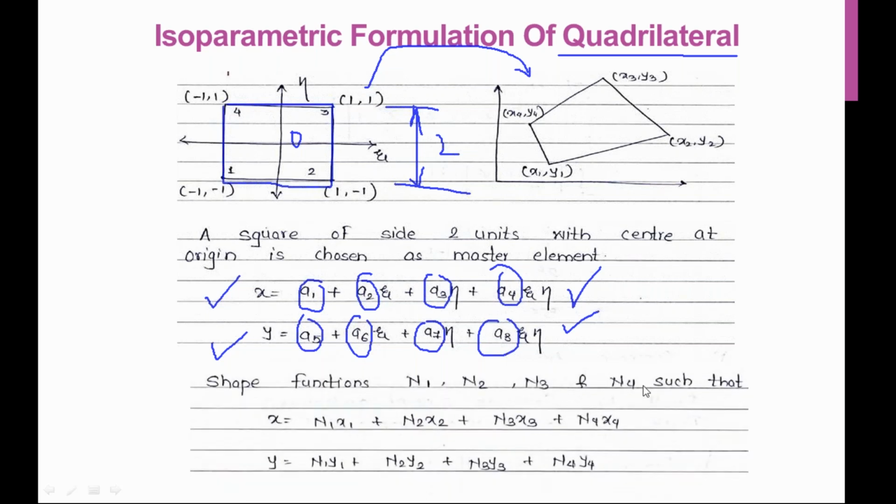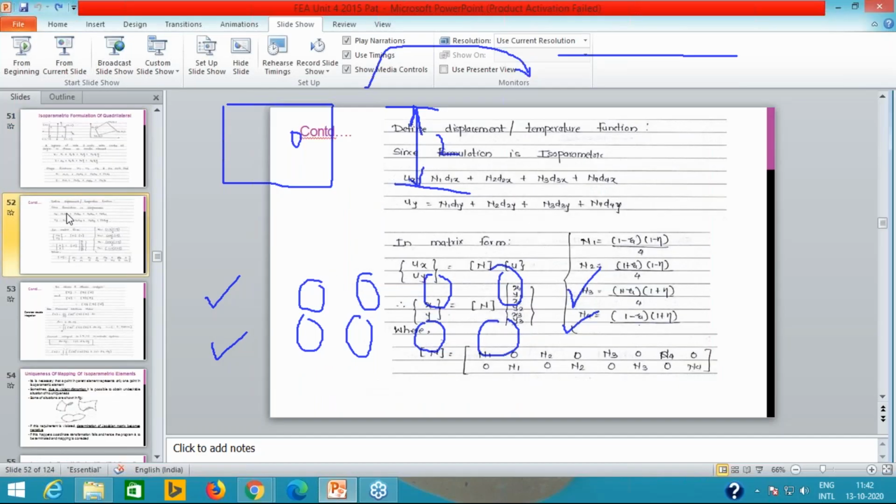Now, but we know the isoparametric formulation, that is for the rectangular element, x is equal to n1 x1 plus n2 x2 plus n3 x3 plus n4 x4. Similarly for y, n1 y1 plus n2 y2 plus n3 y3 plus n4 y4. Okay, so 1 minute.